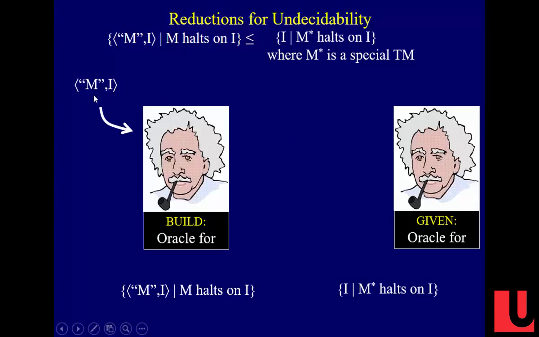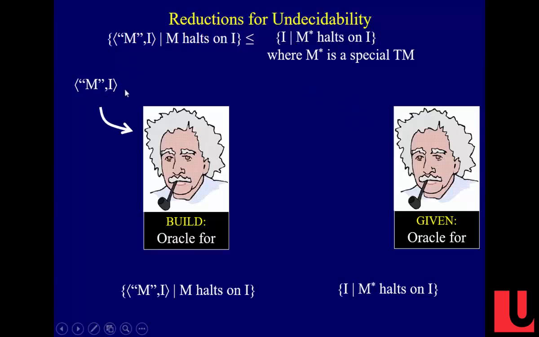Do we got to tell him our M? How is he going to know whether our M halts if we don't tell him our M? Do we have to tell him our I? We got to tell him our M and our I. But we got to package it in a way that he can accept it. What does he take in? He takes in inputs. What's an input? It's a 0-1 string. We got to give him a 0-1 string.